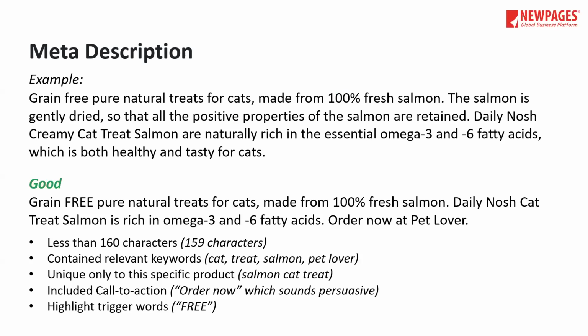It contains relevant keywords such as cat, treat, salmon, or pet lover. Pet lover is because I want to promote my company. Sometimes customers will look at cat, treat, salmon, and then I use my company name to connect to this because I'm the seller. Or if you think that Daily Launch is important, then you add Daily Launch because that is a brand, like how some brands sell, like Nike, Adidas.